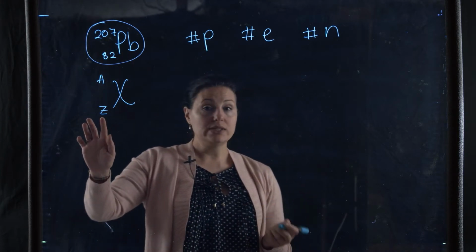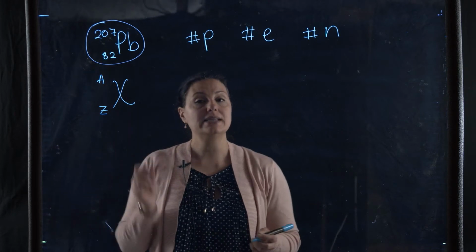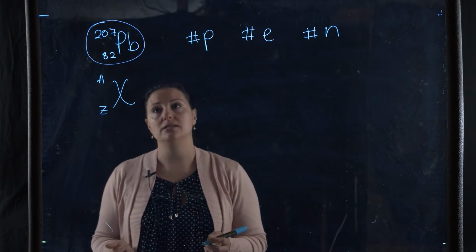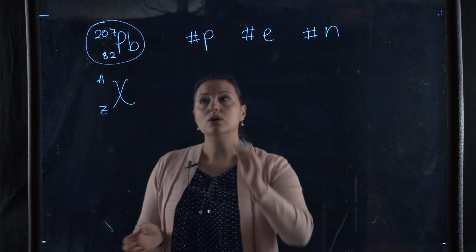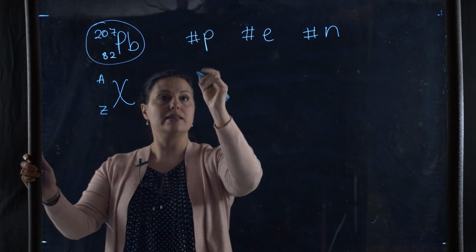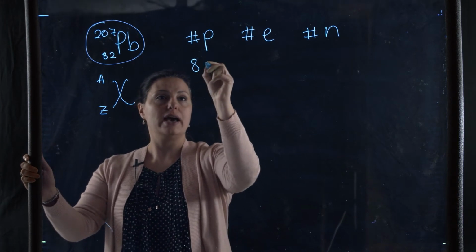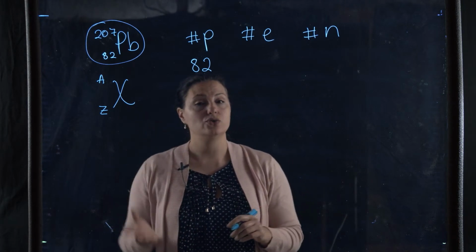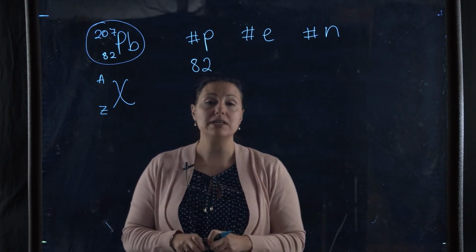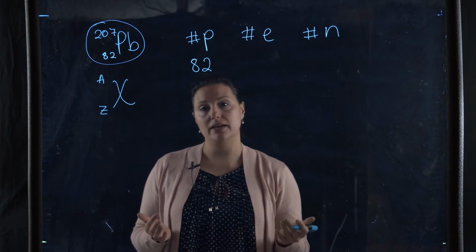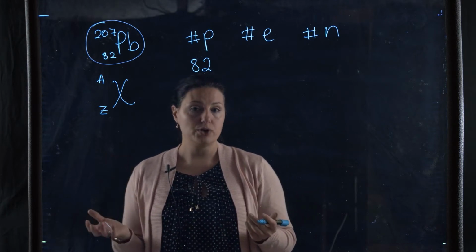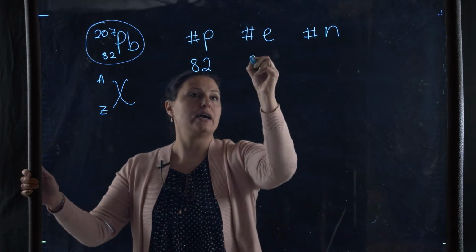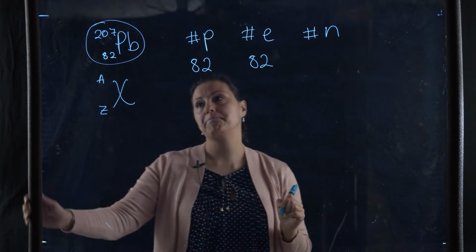Now, Z, we said, is the atomic number, and it tells us how many protons there are in that particular element. Lead is number 82, Z is 82, which tells me that the number of protons has to be 82. Now, because this is a neutral atom, it's not an ion, that means that the positive charges are balanced by the negative charges, which means I have the same number of protons as I do electrons, which means electrons have to be 82 as well.